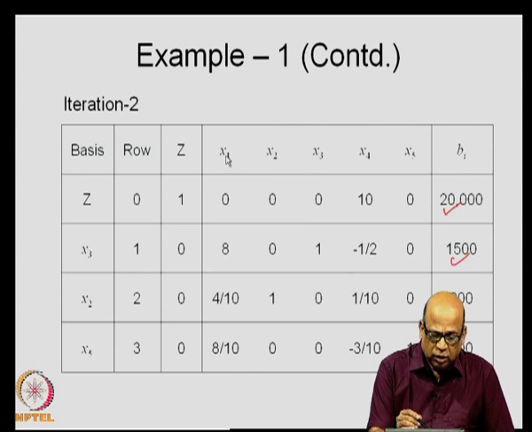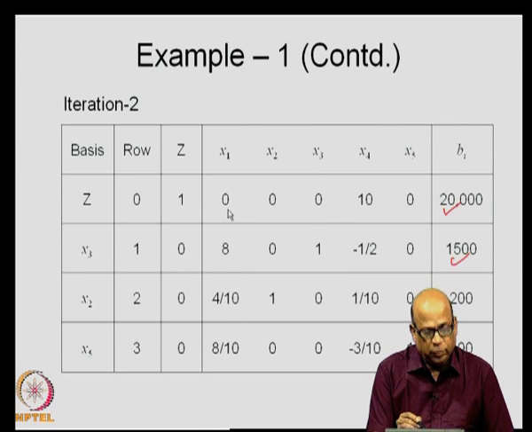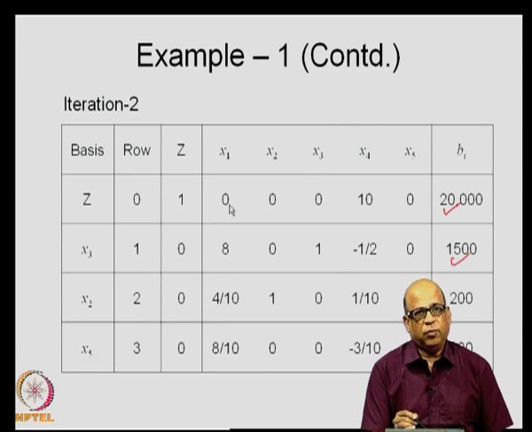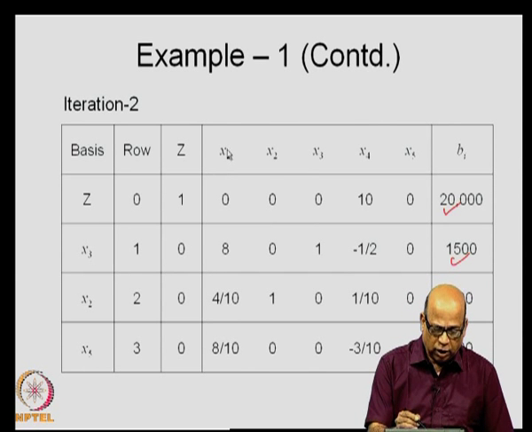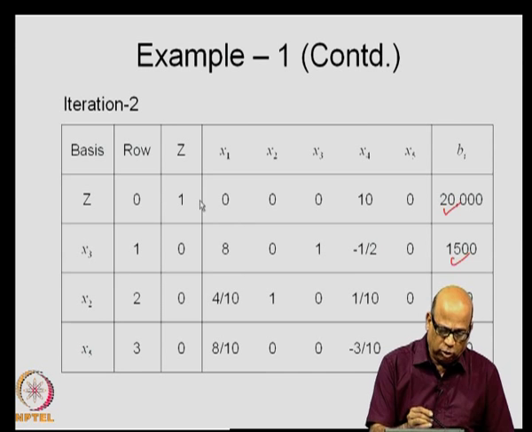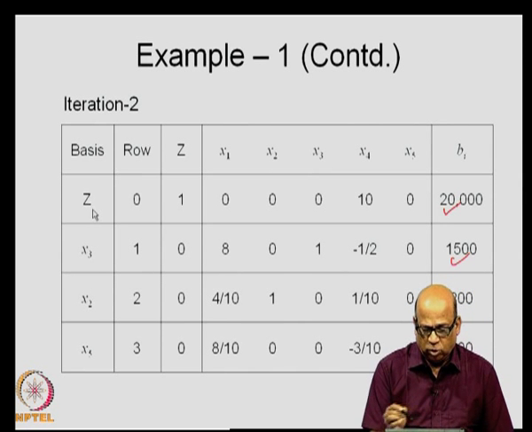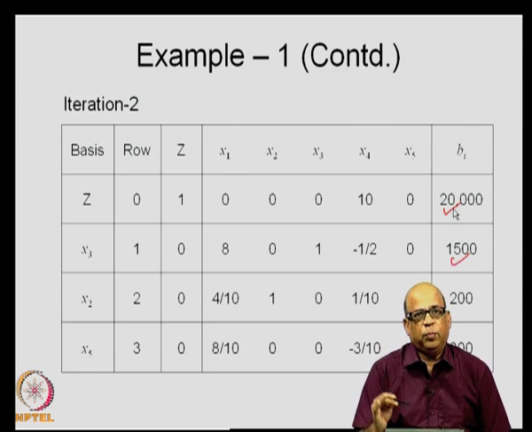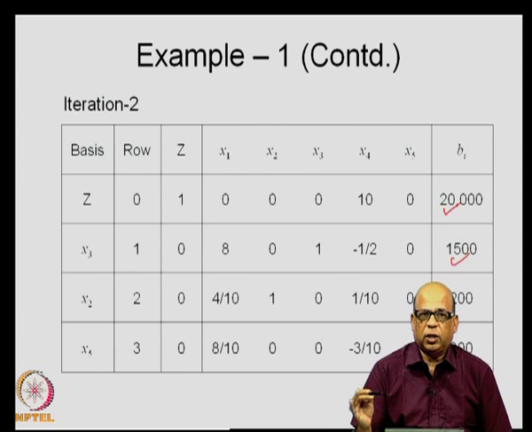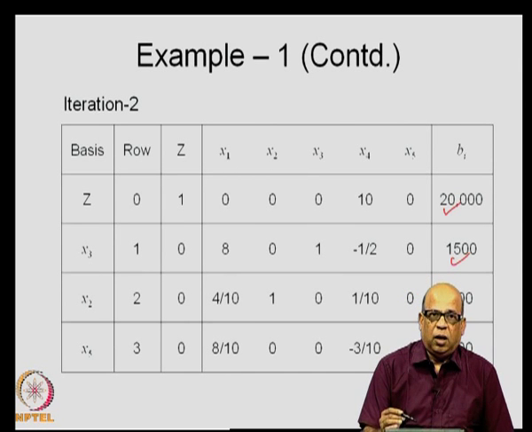Which means what? It says that by bringing x1 into the basis, you are not making any change in the objective function value, because it has a coefficient of 0. Therefore, you can afford to bring x1 into the basis without changing the solution, which is z equal to 20,000, without changing the optimal objective function value, and yet generating another set of solutions.